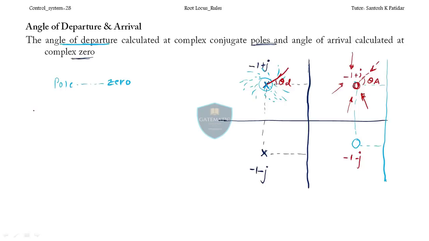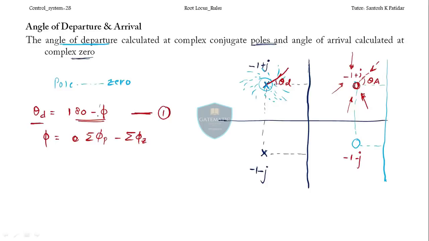Friends, if we talk about the angle of departure, it is given by 180 minus phi, where this phi is the summation of phi due to poles minus the summation of angles due to zeros. This is your phi, and this is the formula to calculate the angle of departure. 180 minus phi, where phi is the phase contributed by all given poles and zeros on a particular node.